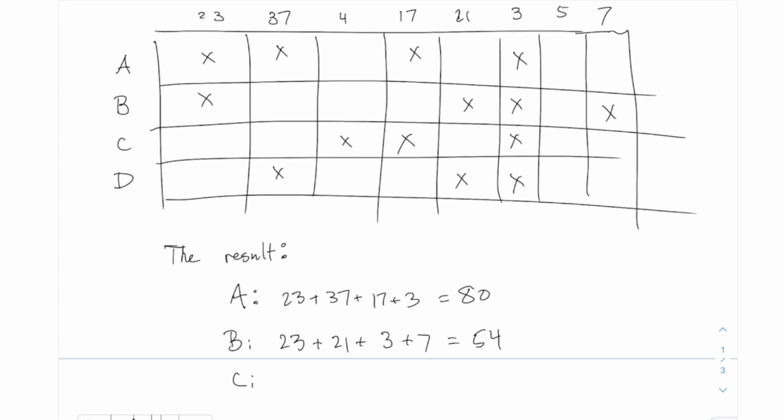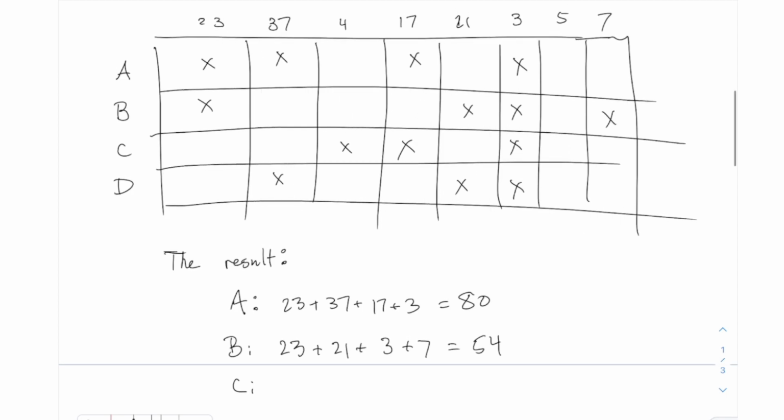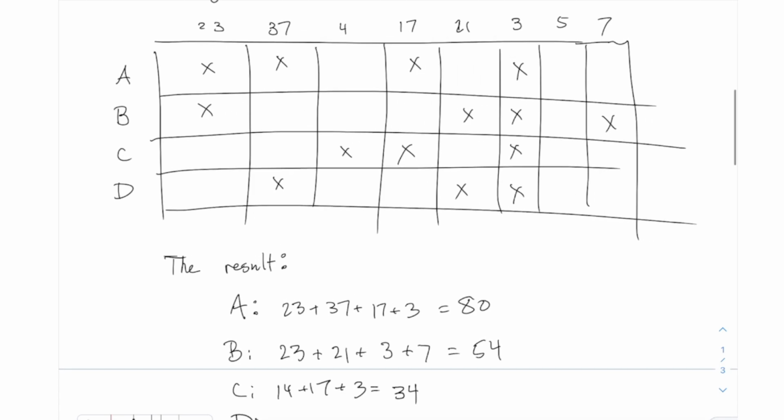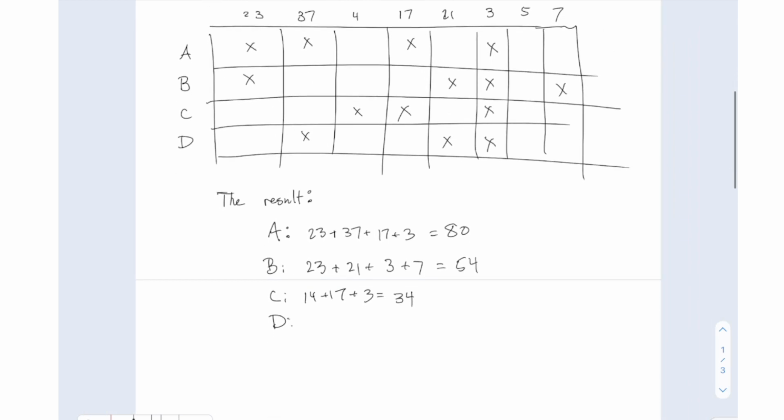Keep going. C gets, the numbers are scrolled off. Add up the C's, 14 and 17 and 3. That's 34. And then finally the D's. I'm going to zoom out a little. The D's gets 37 and 21 and 3. That's 61. And so A wins. That's how we do it.